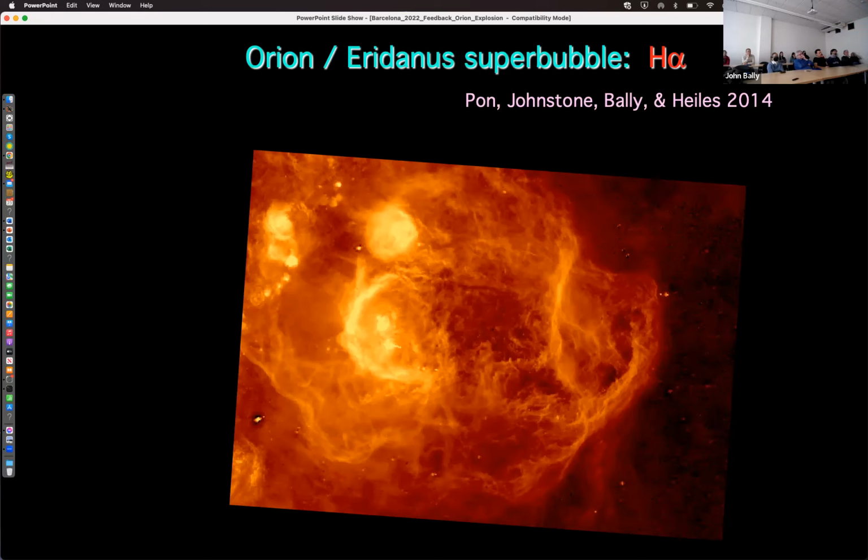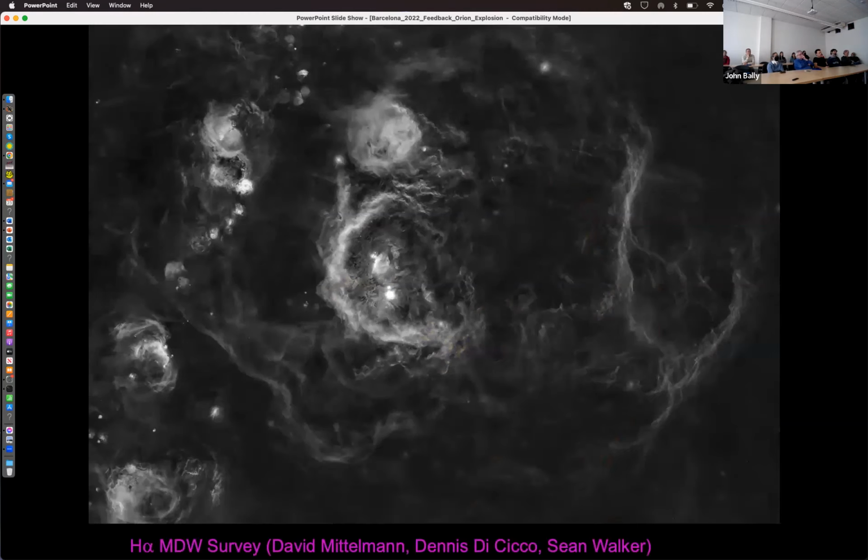By the way, the best image of this I've ever seen is this one. This is taken by 3 amateurs. Unfortunately, Dave Mittleman passed away. Turns out he's the founder of this project. He was the fund manager for the Harvard Endowment. He's an amateur astronomer and funded Dennis Chico and Sean Walker to do an H-alpha sky survey with amateur hardware. And as far as I can tell, it's the deepest, best H-alpha survey of most of the sky.